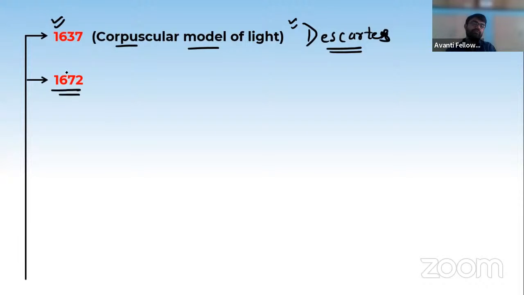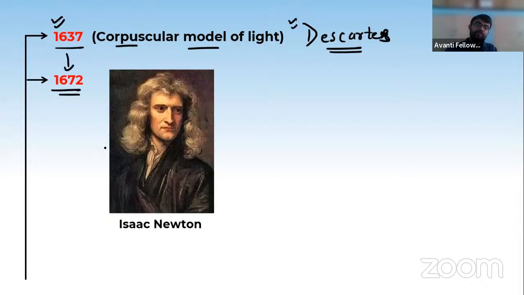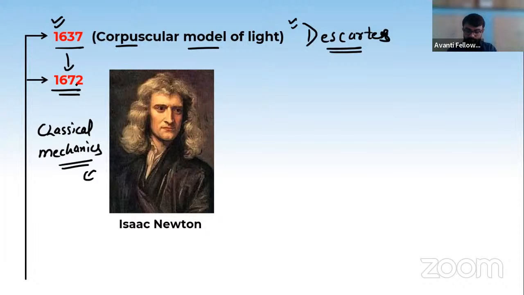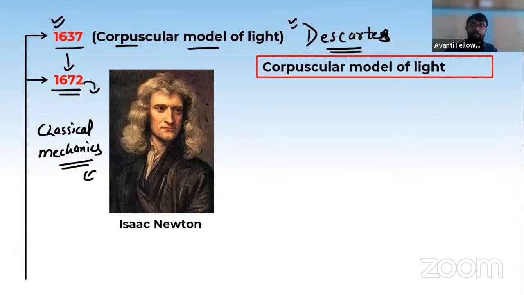Then what happened in 1672? After some years, one more very famous scientist, known as the father of Newtonian mechanics, founded classical mechanics. In 1672 he did some work in the field of optics also. He was very multi-talented, I tell you. Isaac Newton did work in optics also, and he founded what is known as the corpuscular model of light.